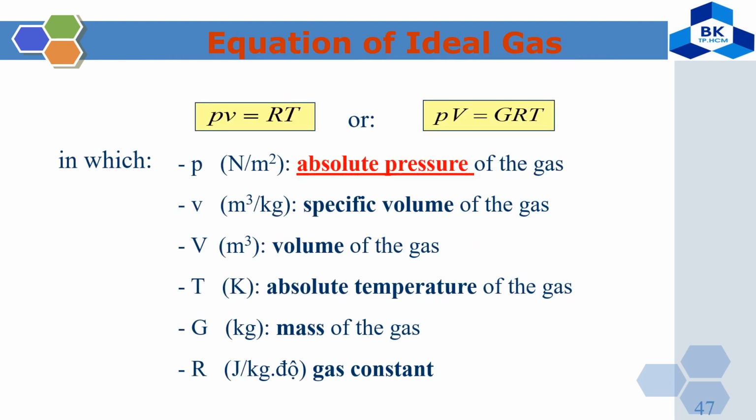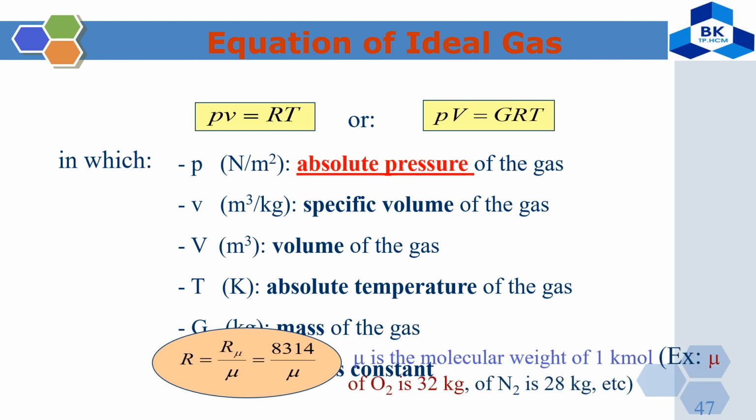This equation you already learned in physics in year 11. The equation of the ideal gas is Pv = RT, or PV = GRT. In this case, P is the absolute pressure, v is the specific volume, capital V is the volume, T is the absolute temperature, G is the mass of the gas, and R is the gas constant.